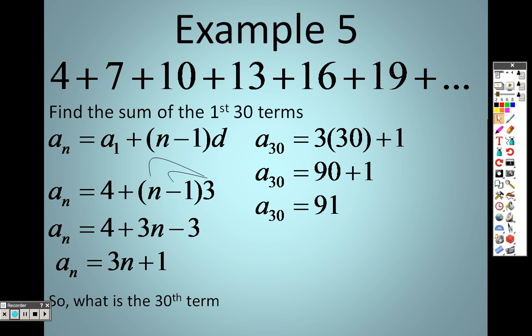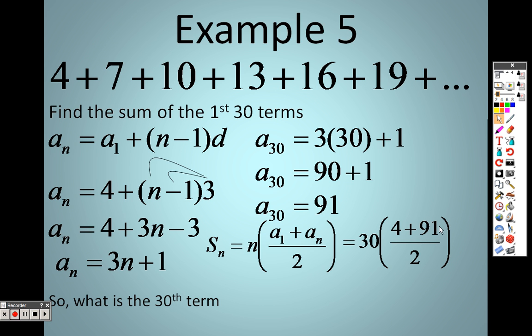So now that I know what the first term is, which is 4, and now that I know what the last term is, which is 91, I can use this formula. I can plug the first term in, which is a 4, plug the last term in, which is 91, and I want to know the sum of the 30 terms, so I have 30 there on the outside for n. So I add those together, divide by 2, then multiply it by 30 to get 1425 is my answer.